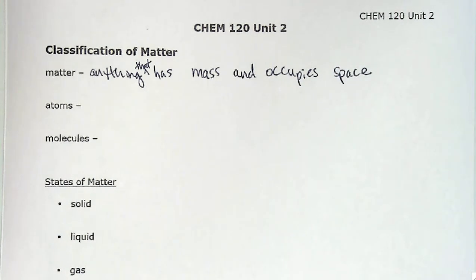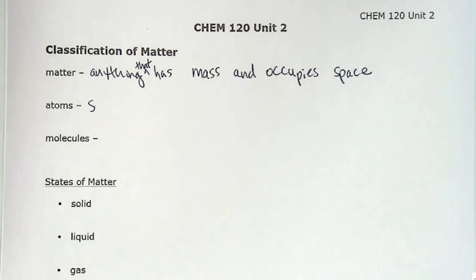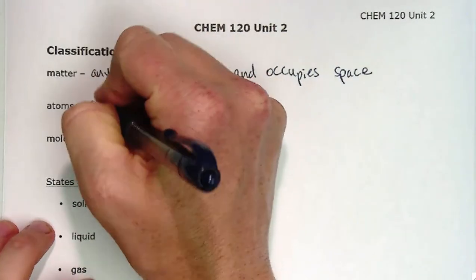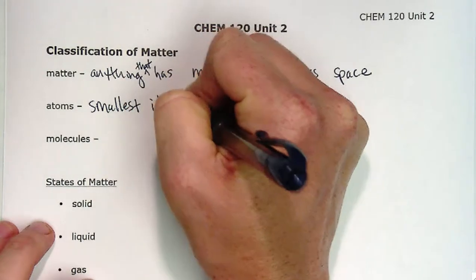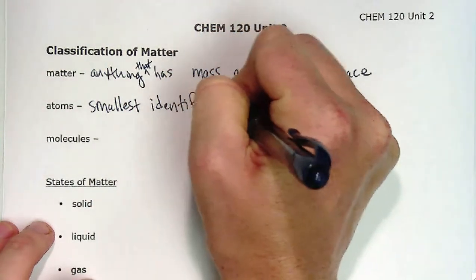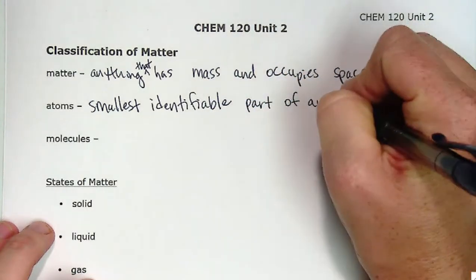Some of the terms that you might hear me use in this lecture that I thought would be helpful to define before we get into the lecture. Atoms. An atom is the smallest identifiable part of an element.